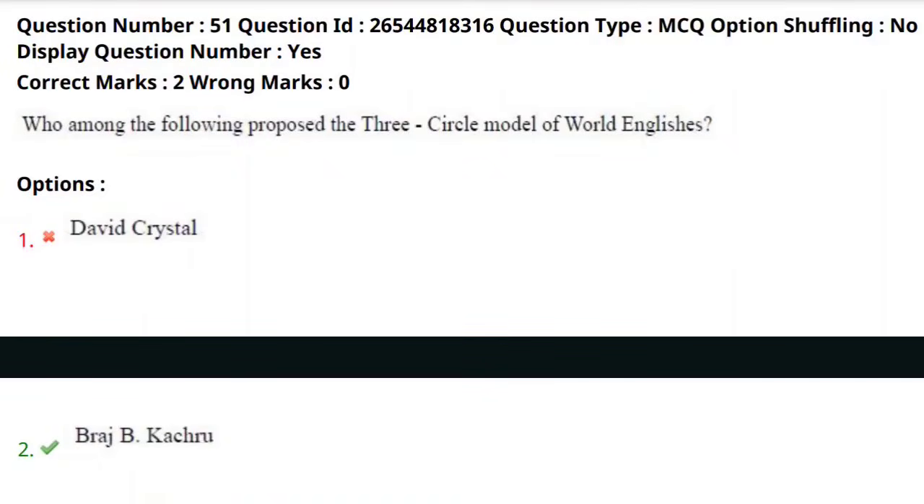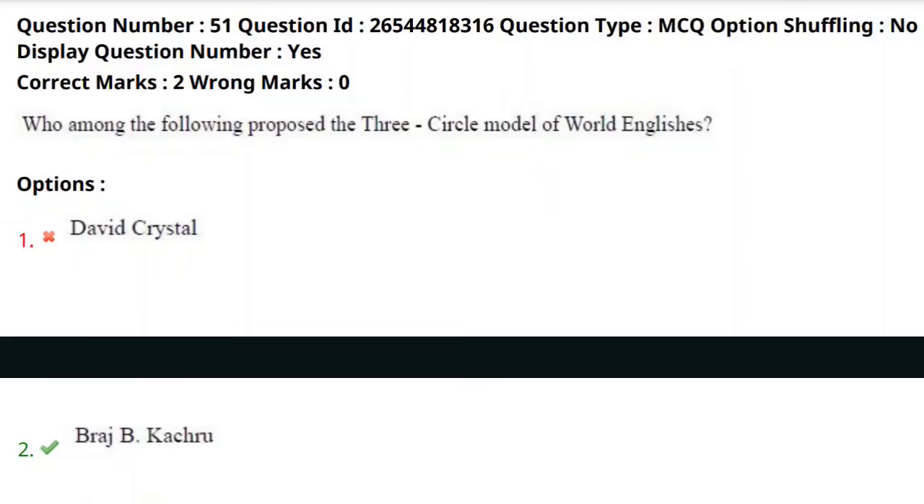Here you can see the 2024 TG SET question paper of English Literature. This is paper 2. We have two papers, paper 1 and paper 2. Paper 1 is general studies and paper 2 is exclusively related to the subject, which is English Literature. Here you can see the first question: who among the following proposed the three-circle model of world Englishes? Here they are asking about the proponent who proposed the three-circle model of world Englishes.